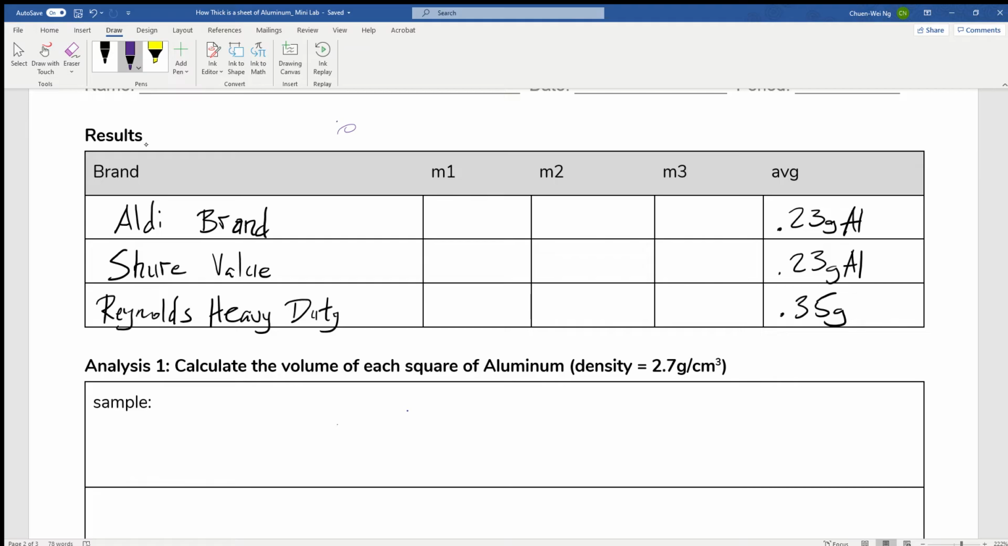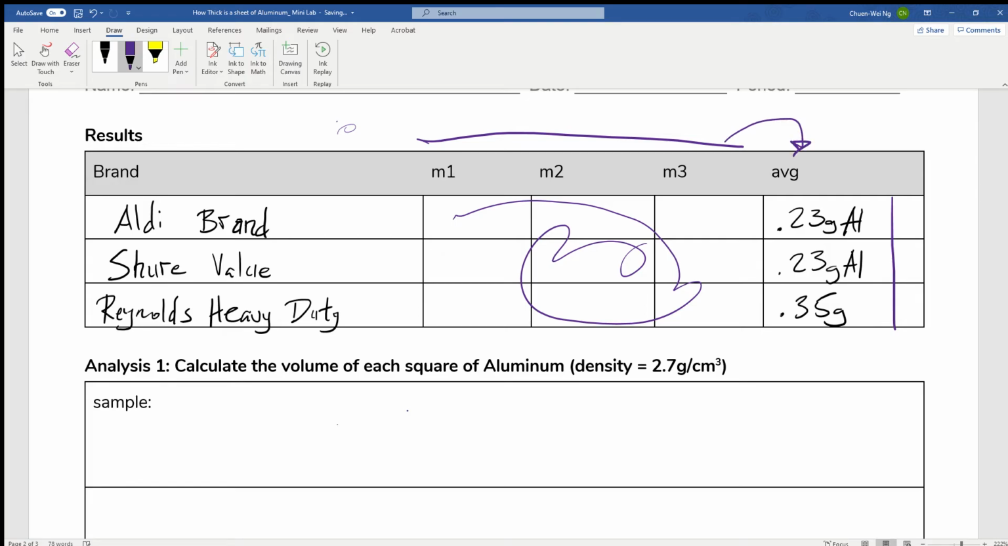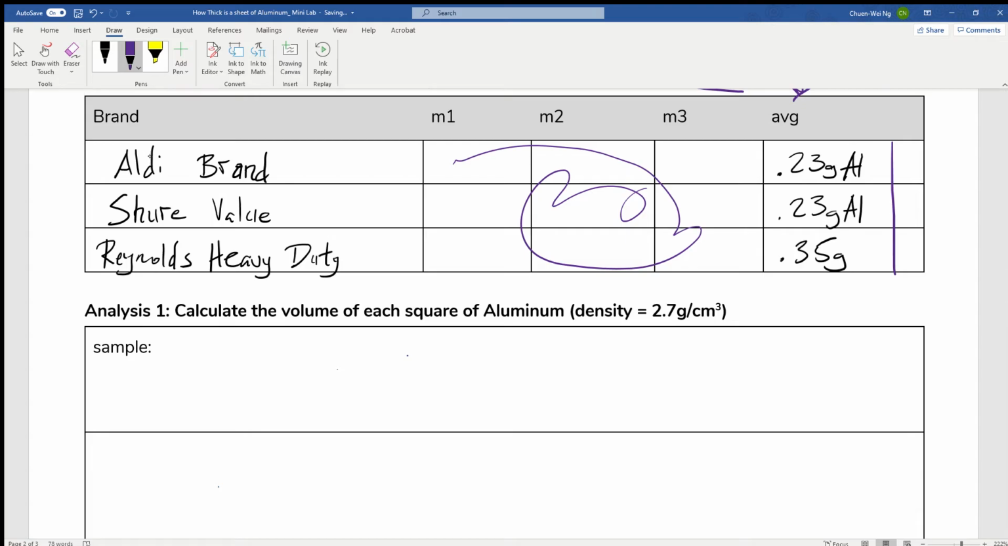So by now you should have all of this stuff filled out, right? And here you should have the averages of all of your data, meaning you added these three numbers and divided by 3 and put it over here. Those are your averages. So we're going to use these averages and treat them like our givens, and we're going to use the density of aluminum as a conversion factor.